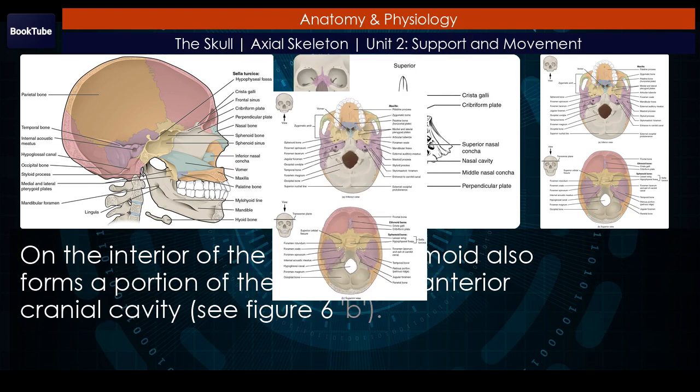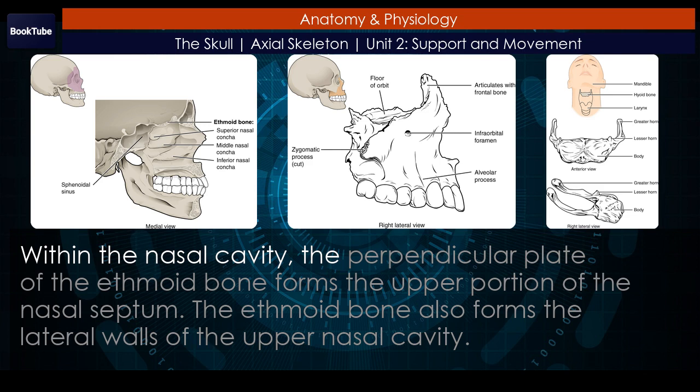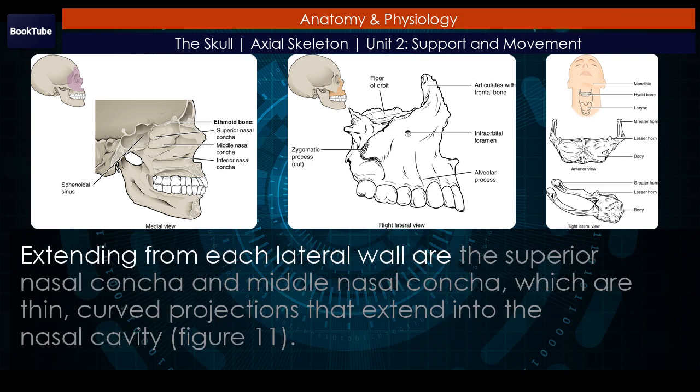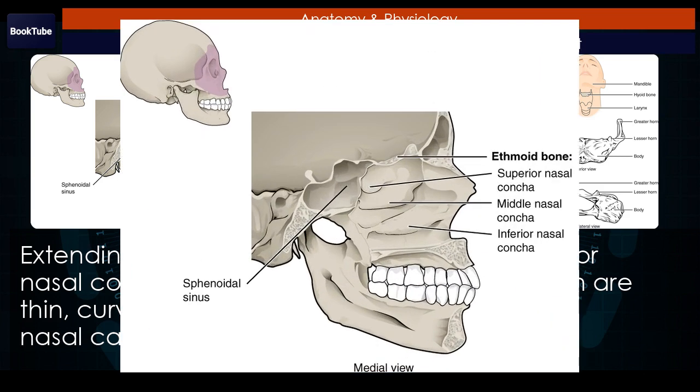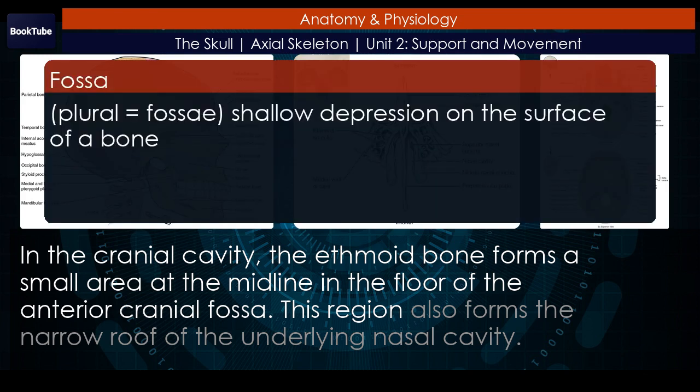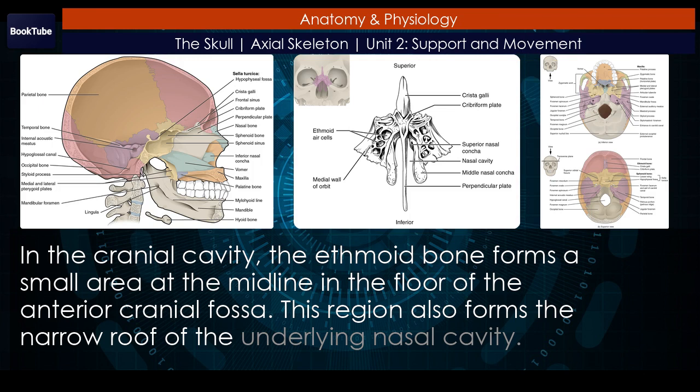See Figure 6b. Within the nasal cavity, the perpendicular plate of the ethmoid bone forms the upper portion of the nasal septum. The ethmoid bone also forms the lateral walls of the upper nasal cavity. Extending from each lateral wall are the superior nasal concha and middle nasal concha, which are thin, curved projections that extend into the nasal cavity. Figure 11. In the cranial cavity, the ethmoid bone forms a small area at the midline in the floor of the anterior cranial fossa. This region also forms the narrow roof of the underlying nasal cavity.